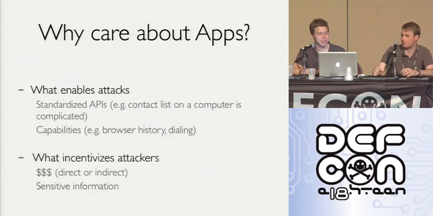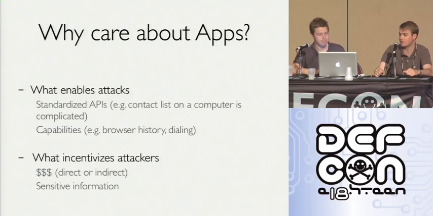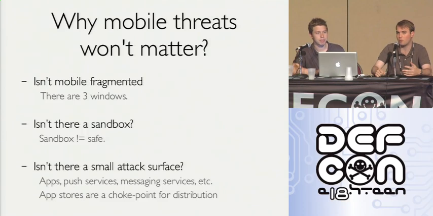So why care about mobile apps? What enables the attacks more easily than ever? Standardized APIs. It's very easy to say, okay, I want to grab contact information. Okay, I'll call that API and grab that information. It's very scalable in terms of how easy it is to build an attack. And the capabilities are so rich and deep, combined with those APIs, that it makes it incredibly easy, after you actually have an exploit, to grab data. So the incentives, like we talked about, there's clearly a monetary incentive, and then there's the sensitive information that's also driving those attacks.